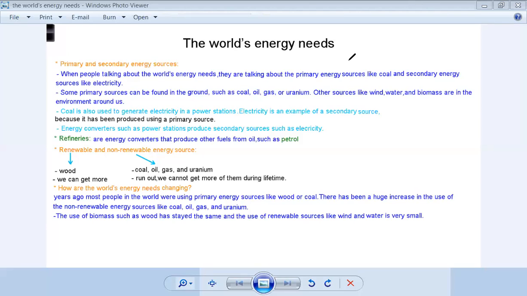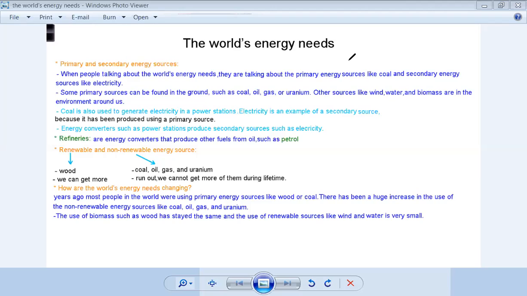Most people thought that these renewable sources, we can use them again. Actually, if we used coal, we cannot reuse it again. It will turn into ash. We cannot reuse it, but we can replace it. We can grow more food. We can turn it into coal and we can use it again. So this is the meaning of renewable.